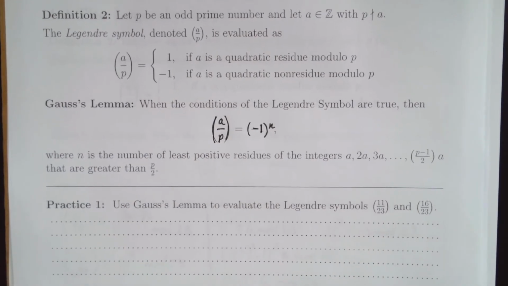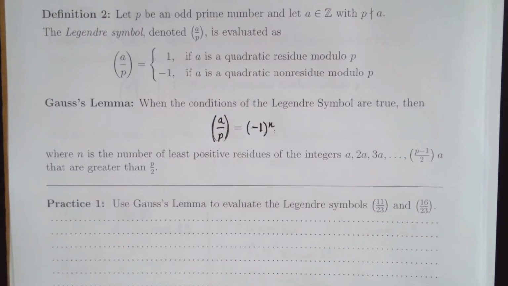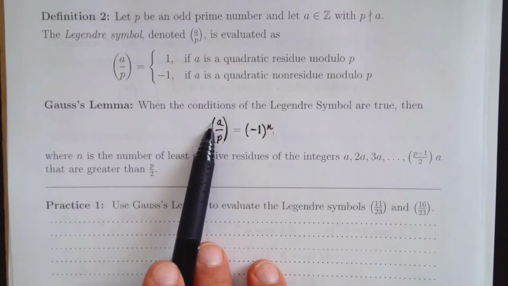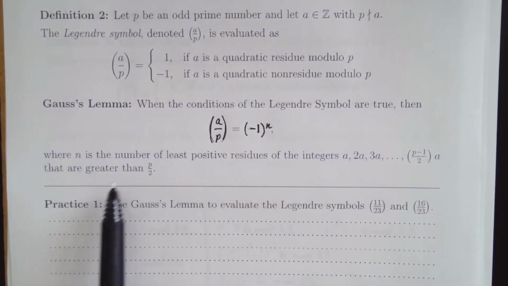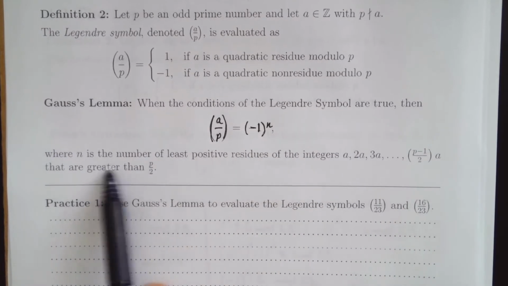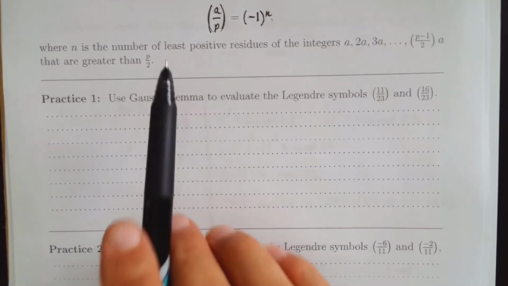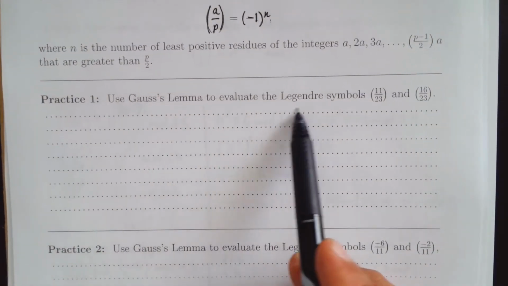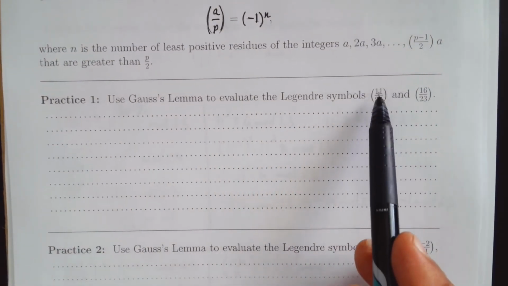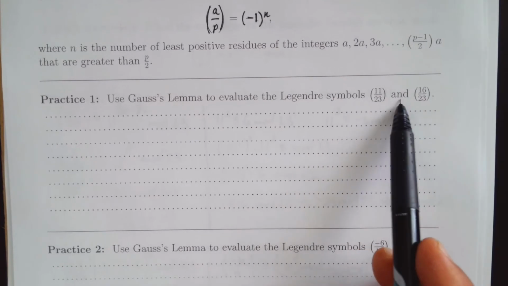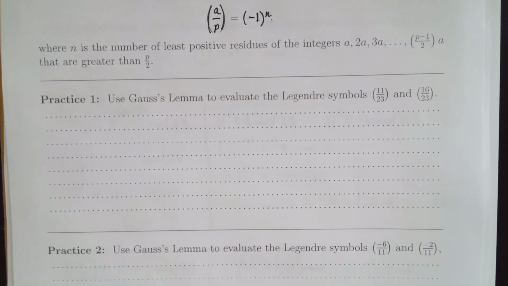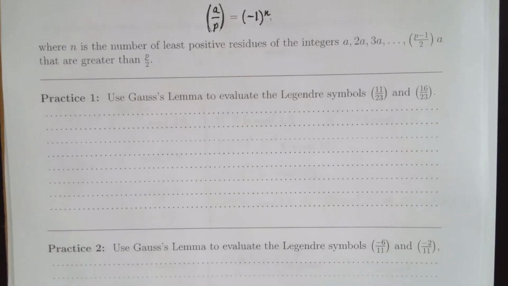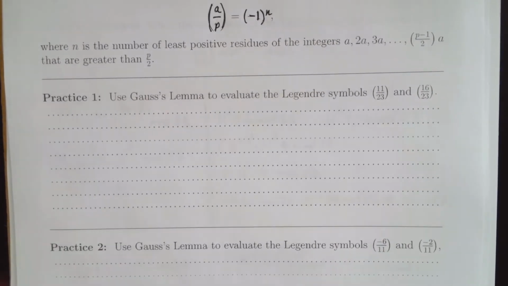Okay? And we're going to show you how to use your calculator to make sense of this, because Gauss's lemma is not necessarily intuitive, and you may not quite understand what n represents. So let's go ahead and do our first practice problem and look at Gauss's lemma to evaluate the Legendre symbols 11 modulo 23 and 16 modulo 23.